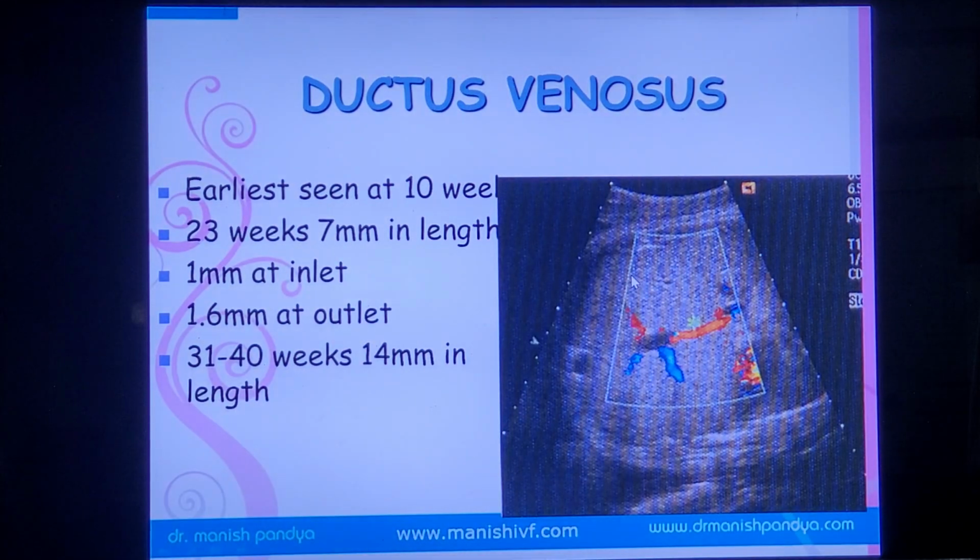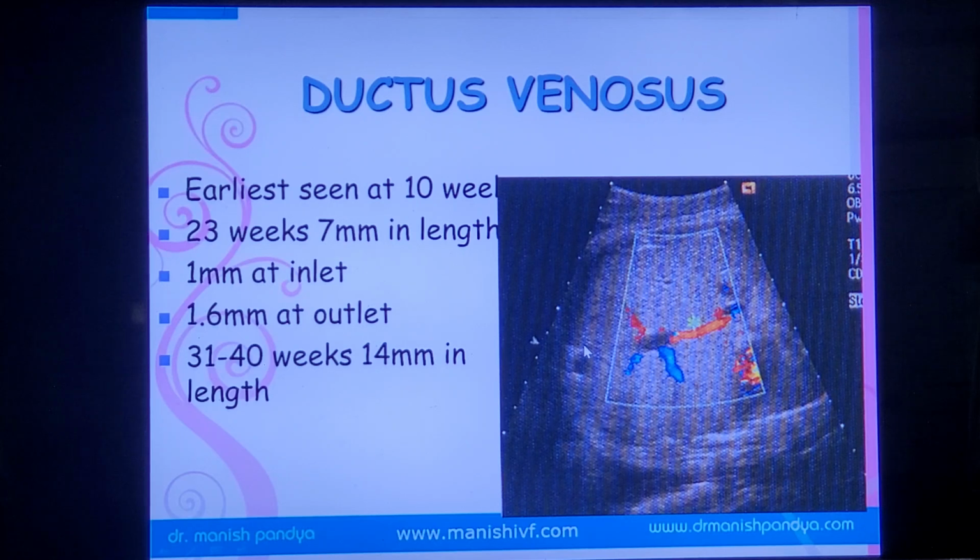Then we have to see the ductus venosus. Earlier you can see ductus venosus at 10 weeks, so many times we can see ductus venosus in the early trimester. I had shown you. It is a typical M-shaped pattern. At 23 weeks, 7 millimeter in length, 23rd week. 1 mm at the inlet and 1.6 mm at the outlet. You can see it is just like a trumpet. Here it is small, here it is big.